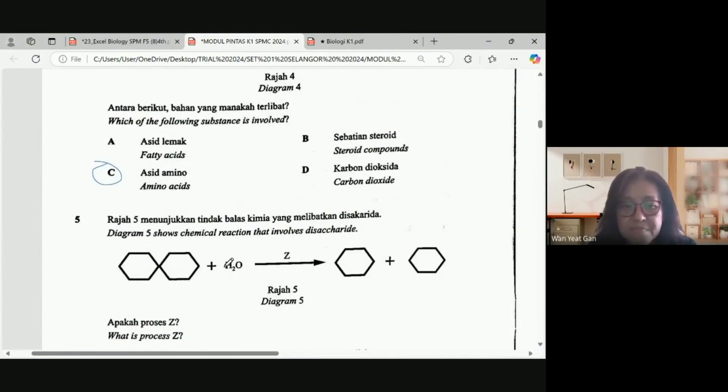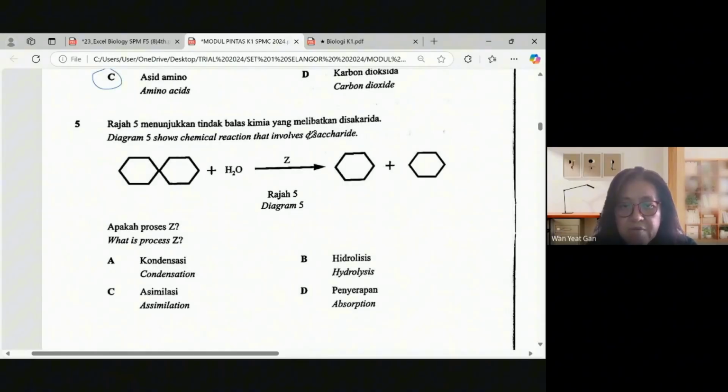Question 5. Diagram 5 shows a chemical reaction that involves disaccharide. So this is a disaccharide. You can see that this is disaccharide plus water, which means it's a hydrolysis process, and the disaccharide is hydrolyzed into two monosaccharides. So what is process Z? Process Z is hydrolysis because it involves water, right? So the answer is B.